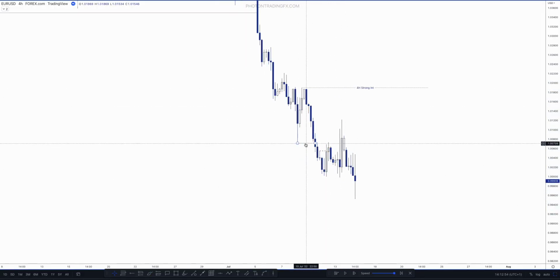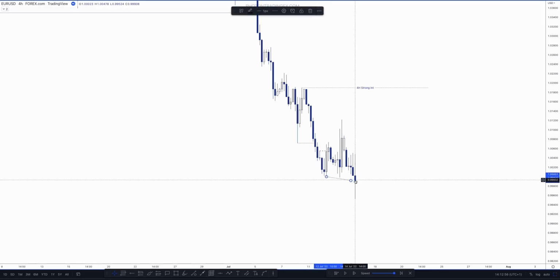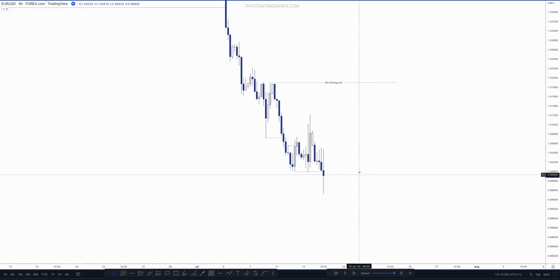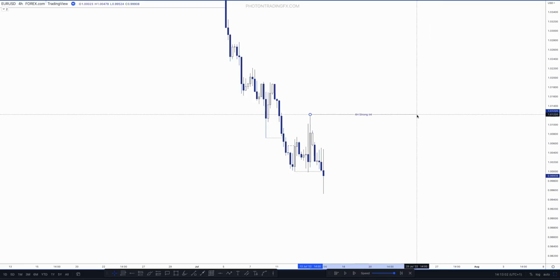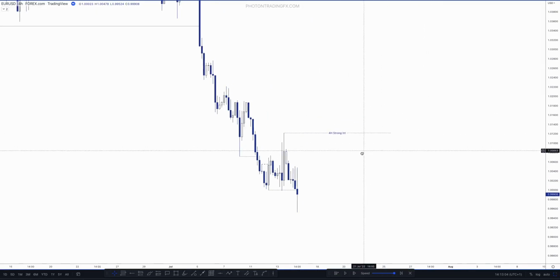Okay, so we've had another bearish internal breaker structure here. Once we get the candle body closure, we can move this down to be our strong internal high, because that's the highest point that broke that low. Okay, so hopefully you're following me so far.